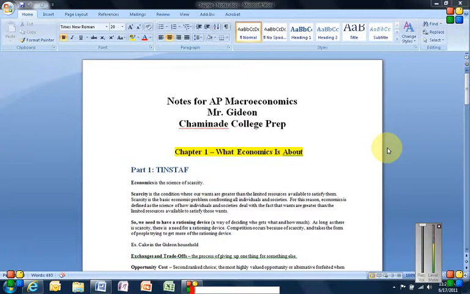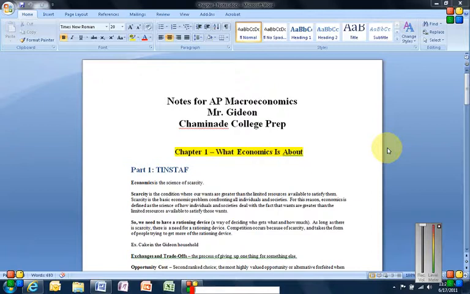Scarcity is the basic economic problem that confronts all individuals and societies, where essentially there are enough resources, there's enough stuff across the world for people to get what they need. But there's not enough stuff for us to all get what we want. We have unlimited wants for limited resources.